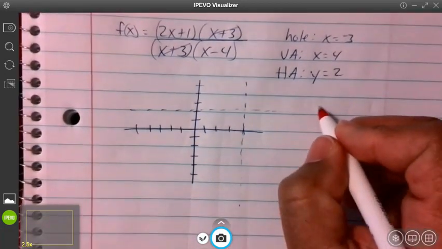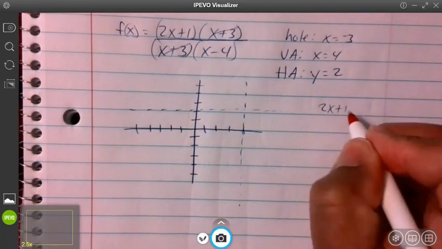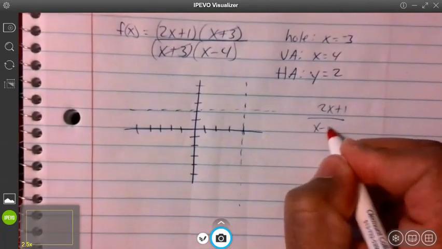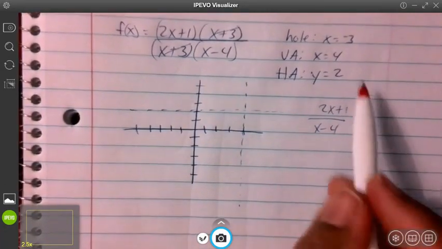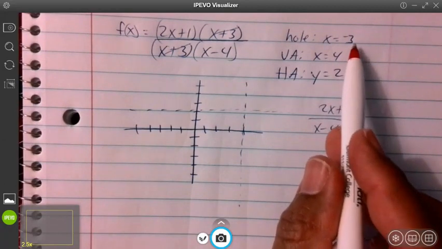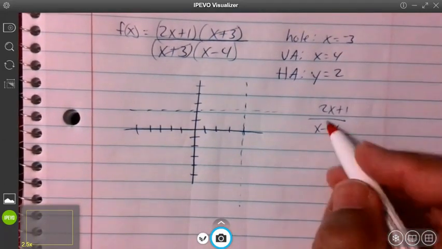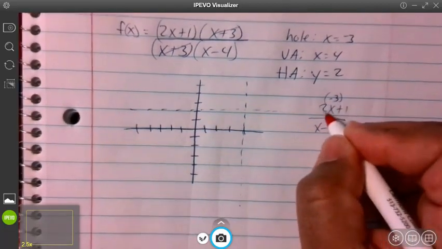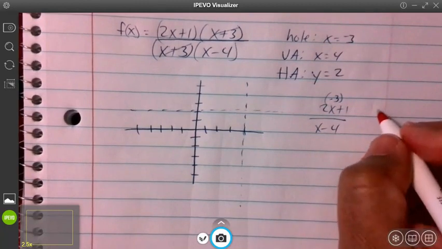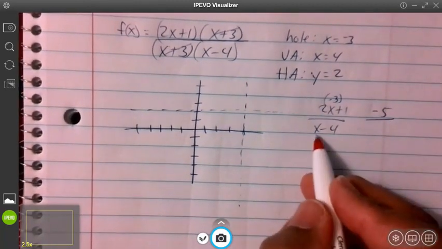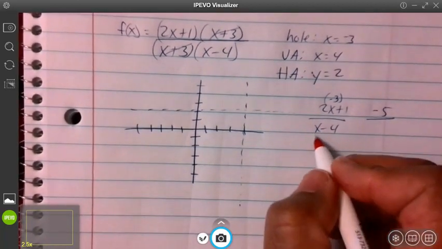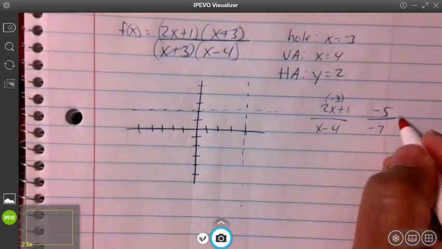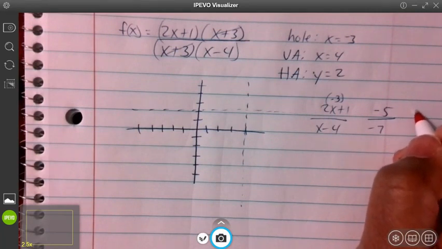So now we have 2x plus 1, that's after we cancel this out. 2x plus 1 on top, and on the bottom we have x minus 4. We said our hole was at -3. So if I put -3 in for x, negative 2 times -3 is -6 plus 1 gives you -5. On the bottom, when I put in -3 minus 4 gives me -7. So that gives me 5/7.